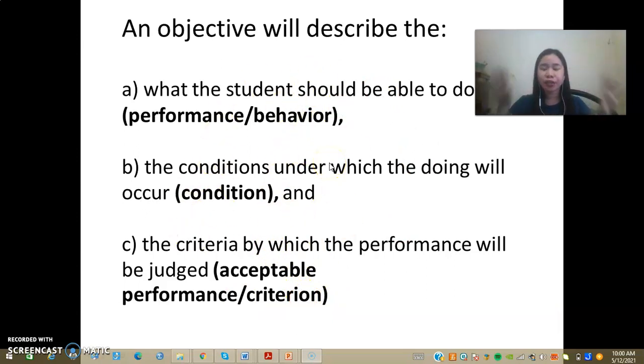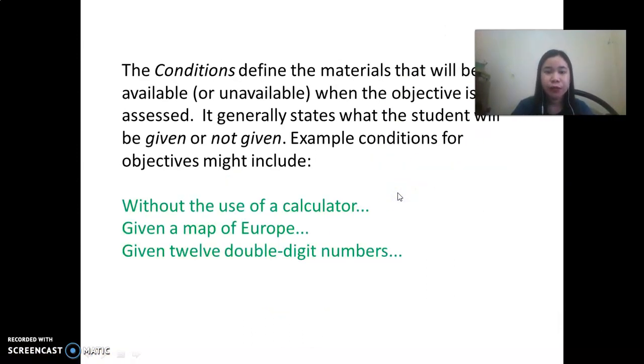So basically, a good standardized objective is composed of these three parts: the performance or behavior, the condition, and the acceptable performance or criterion. Okay? So let's discuss it one by one. Let's go first with the condition, because in a good objective, this is the part which comes first. Conditions define the materials that will be available or unavailable when the objective is assessed. It generally states what the students will be given or not given.